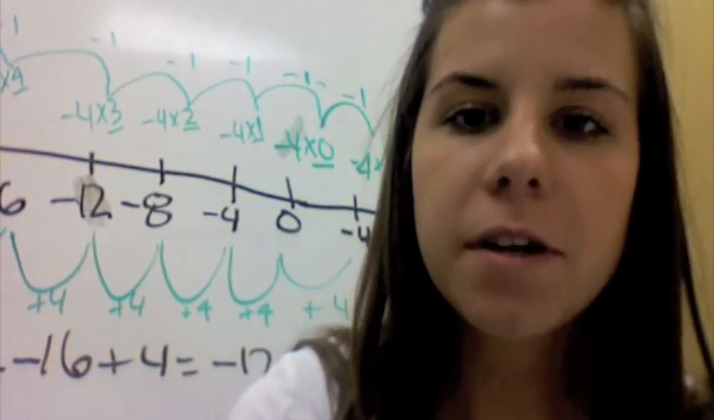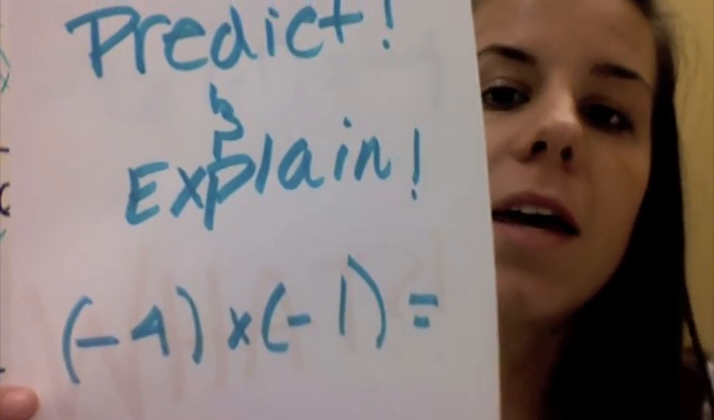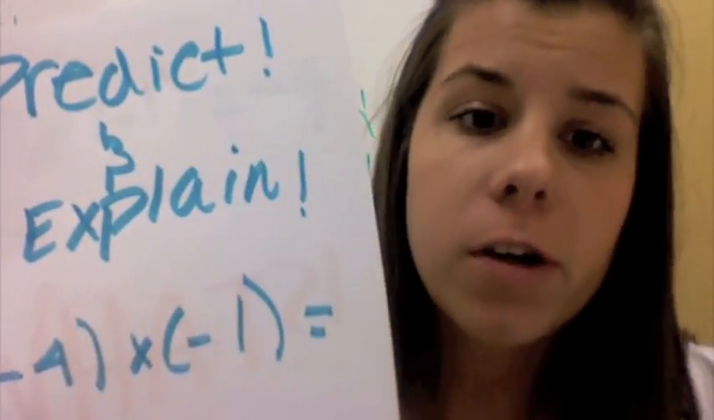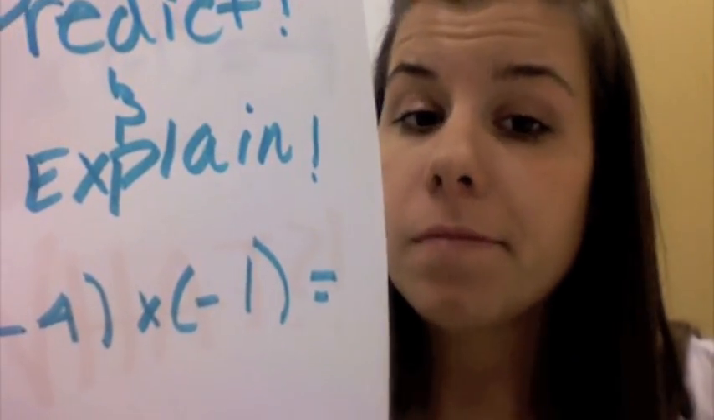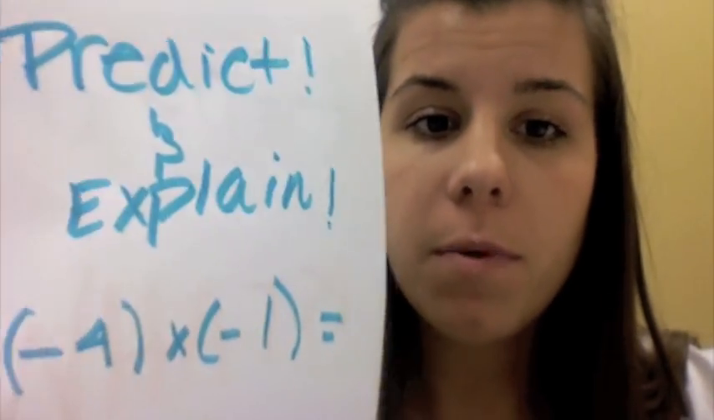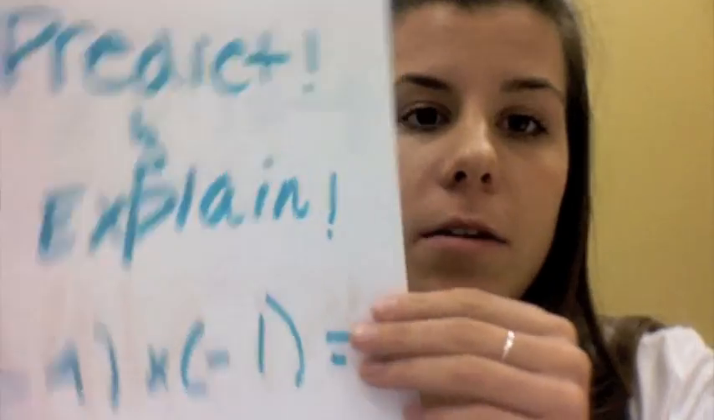Alright, you guys, you're doing great. We're almost through this. Let's move on to B3 now, which asks, predict and explain. What in the world is -4 times -1? Take a minute, predict and explain, and write down in your notebook what your answer is to this problem, and then let's continue.